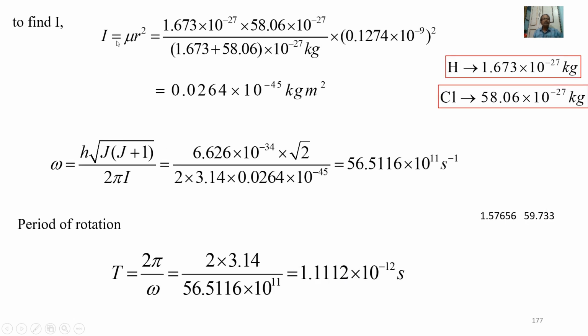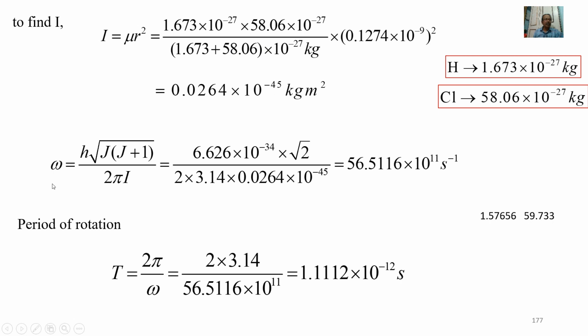So first we will find out I, which is nothing but mu r squared, and of course we know that mu equals m1 m2 divided by m1 plus m2, which is the reduced mass. So for hydrogen we have 1.673 × 10^-27 kg. For chlorine it is 58.06 × 10^-27 kg. Substituting these values, I is nothing but 0.0264 × 10^-45 kg m².